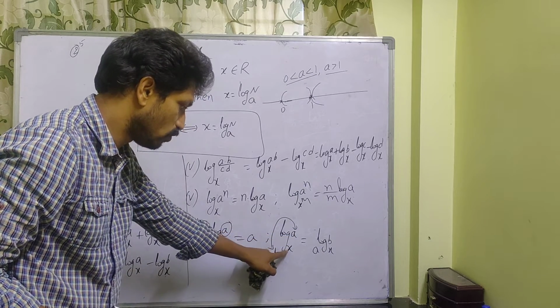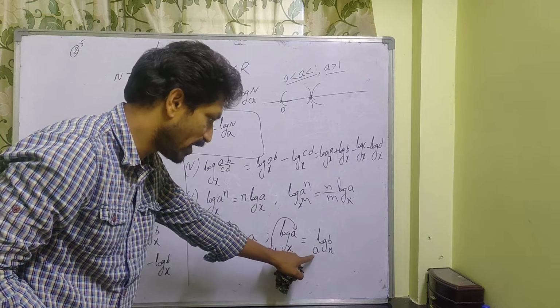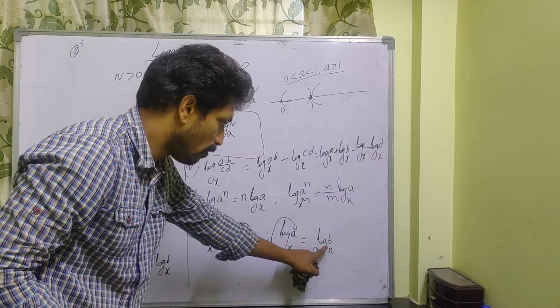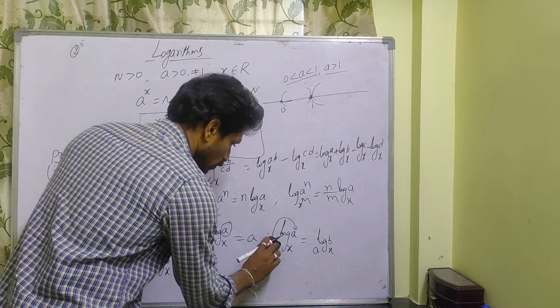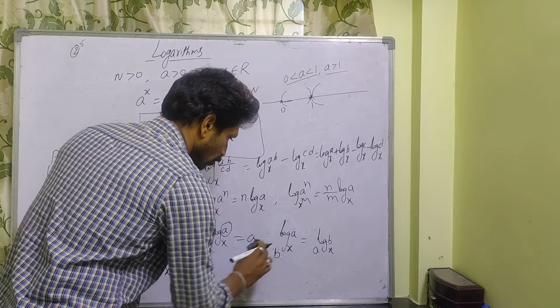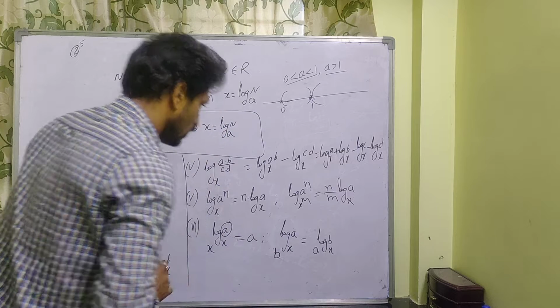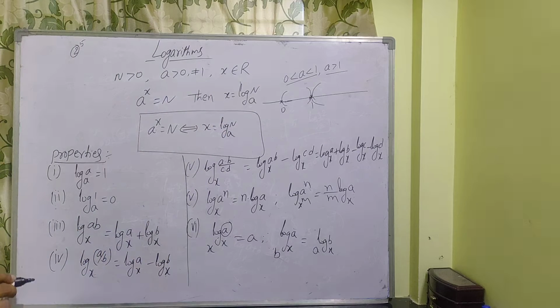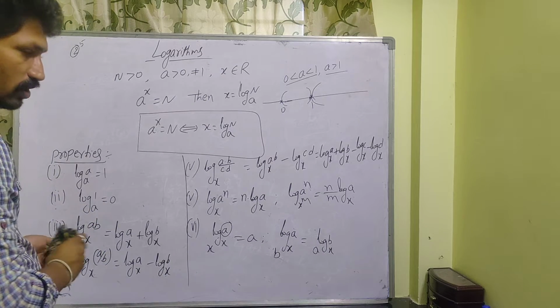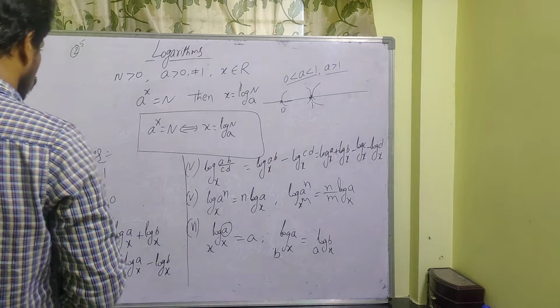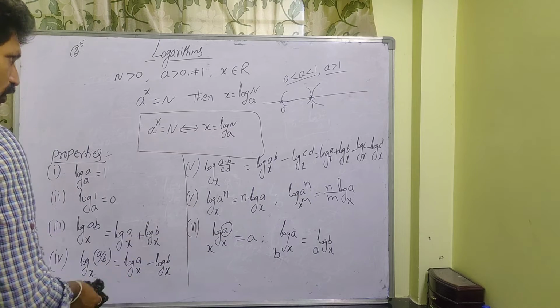B power log a to the base x, whenever you want to write it as a power log b to the base x, you can write, no problem. So these are the important properties in logarithms. So based on this one, you see some problems. First you write down.